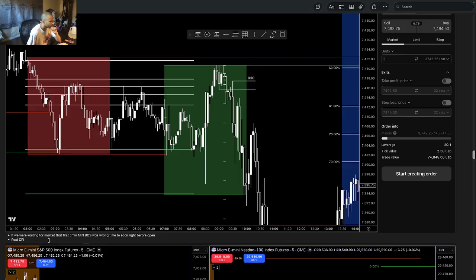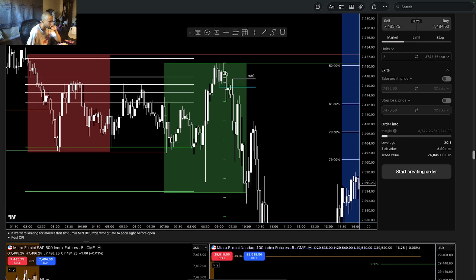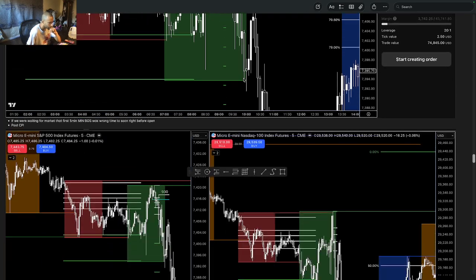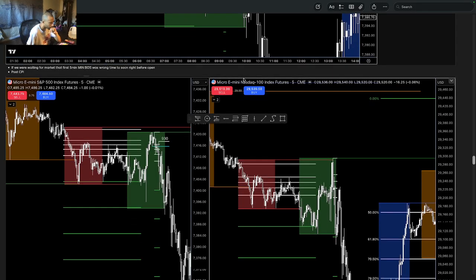If we were waiting for market open, that first 5 minute breaker structure was wrong. Too soon before open. So yeah, this was like a pre-market 5 minute breaker structure, I think. And then we got the real 5 minute breaker structure. This one, when it broke this one to the downside, that's when it broke on NQ as well. You see what I'm saying? Then it's a short. Now we have the SMT with the ES.